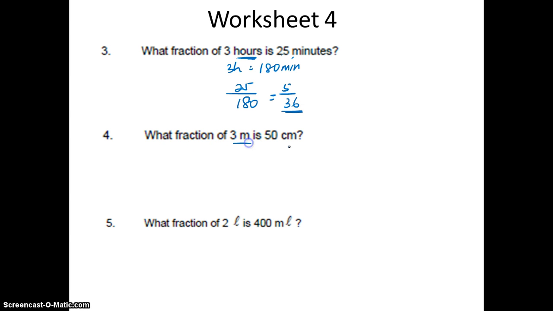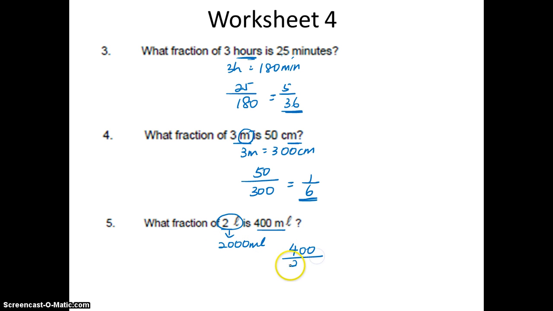What fraction of 3 meters is 50 centimeters? First, I change this. 3 meters will be 300 centimeters. So it's 50 out of 300. Answer is 1/6. What fraction of 2 liters is 400 milliliters? First, I change 2 liters to 2,000 milliliters. So I take 400 out of 2,000, and the answer is 1/5.